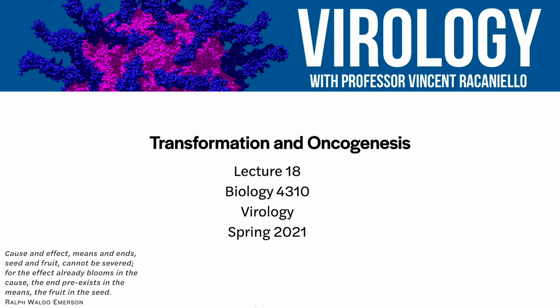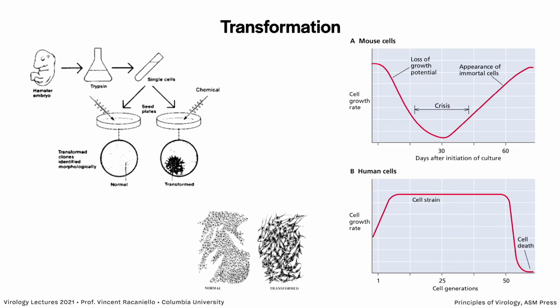We're going to talk about transformation and oncogenesis. Let's start with transformation. It's a term that we have used a few times but never really explained. It's basically a very substantial change in the property of cells, and let's illustrate it with an experiment here.